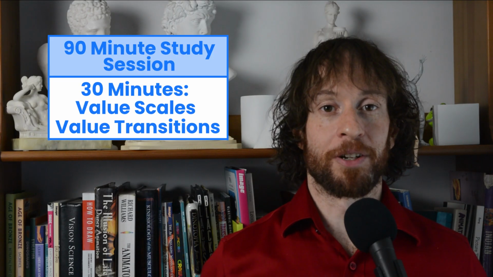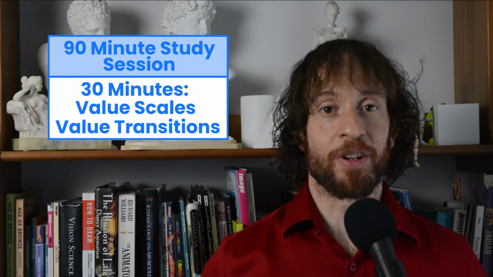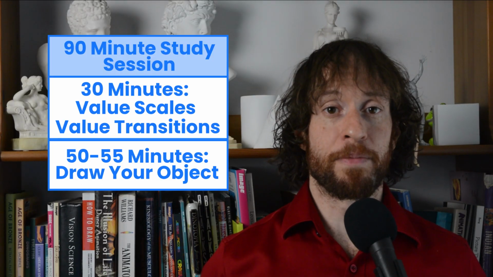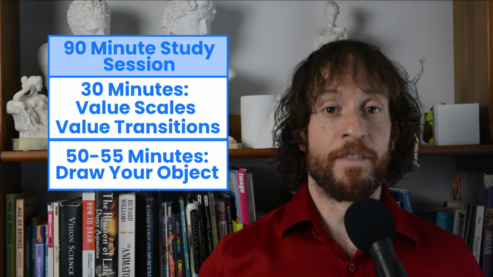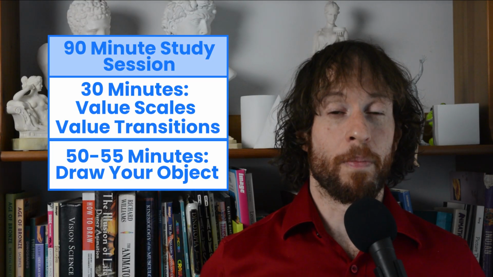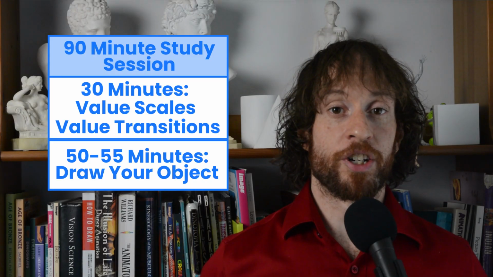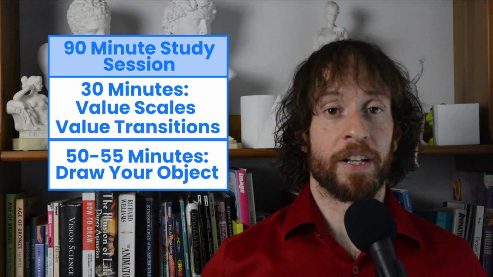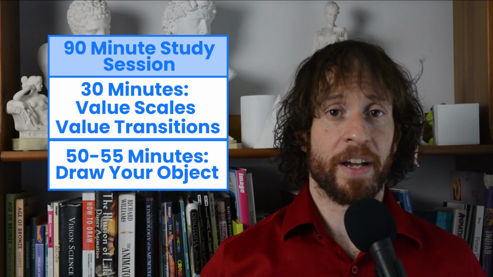For your 90-minute study sessions, spend the first 30 minutes creating value scales and practicing value transitions. Spend the next 50 to 55 minutes drawing your object to the best of your ability. If you finish drawing your object before the time is up, draw your object again with the remaining time. If you don't finish drawing your object before the time is up, you can pick up where you left off in the next study session, or take extra time if you'd like.